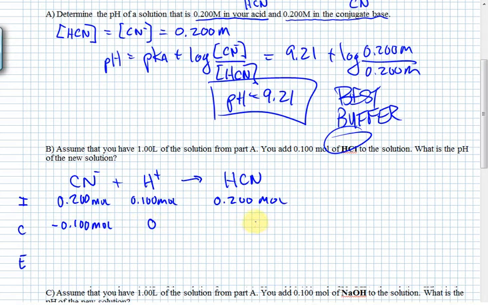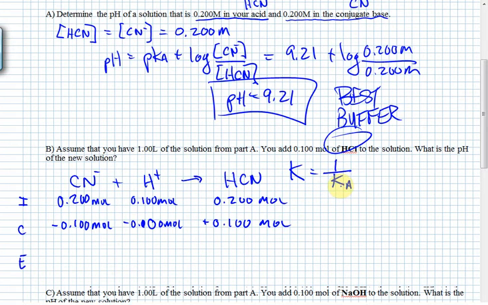The H+ concentration is going to be essentially 0. And this is going to decrease by 0.100. Let me be consistent here. Okay, and the HCN is going to increase by 0.100 molar. Okay, reaction goes all the way to the right-hand side. This reaction has a large equilibrium constant. The K for this reaction equals 1 over the Ka.